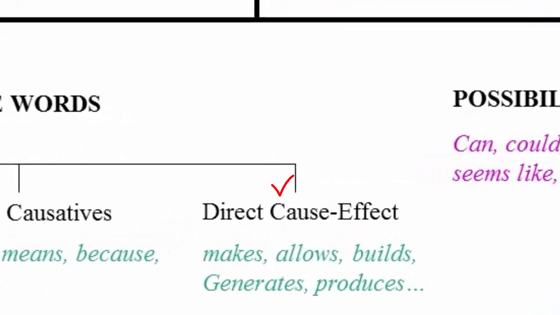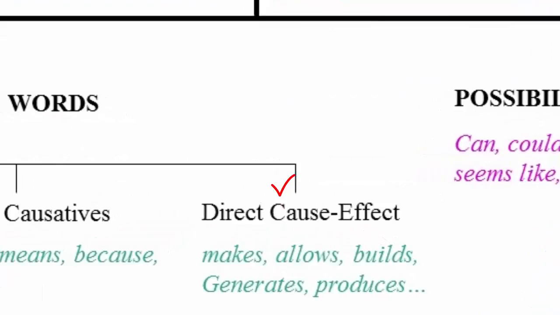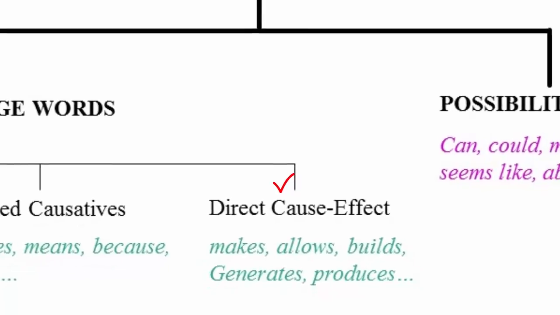Let's move on to the third category of causal linkage words. These are called direct cause and effect words. These are words that establish a direct linkage between the two sides of the linguistic argument and hence induce the strongest connection or coupling. Words like makes, allows, produces, etc.